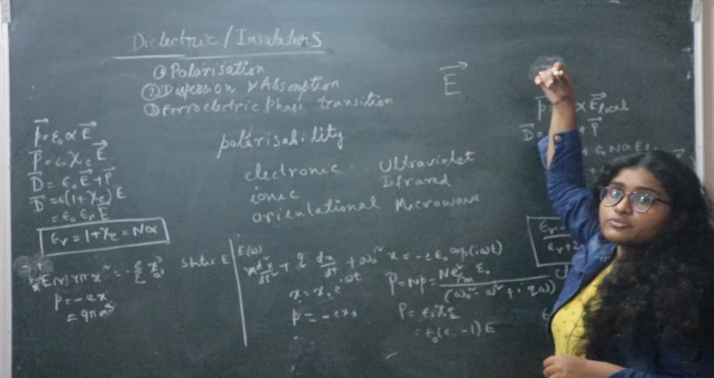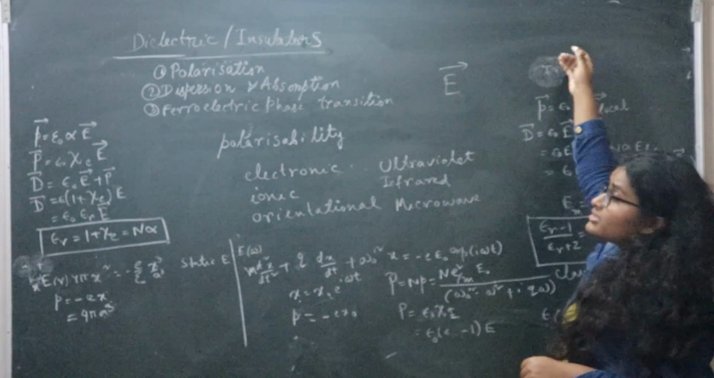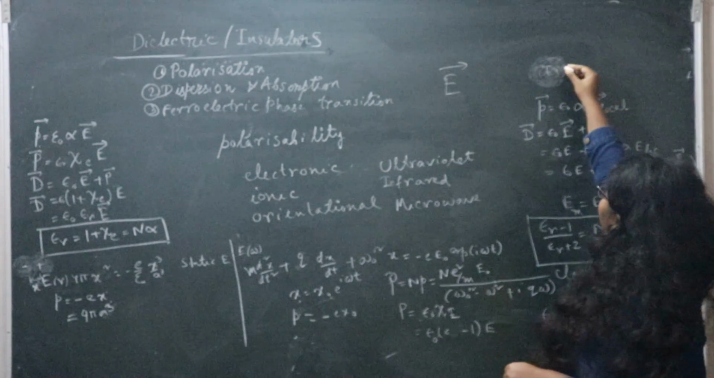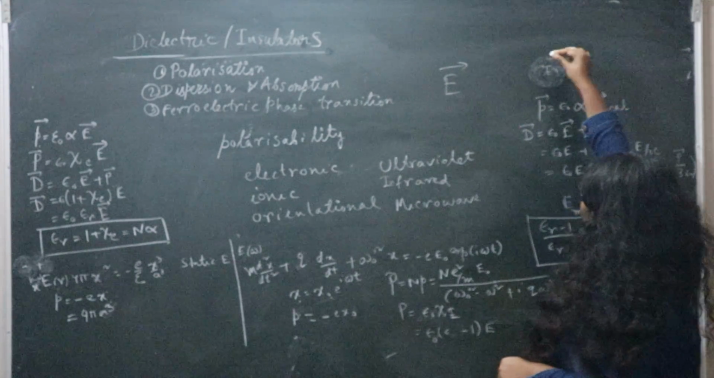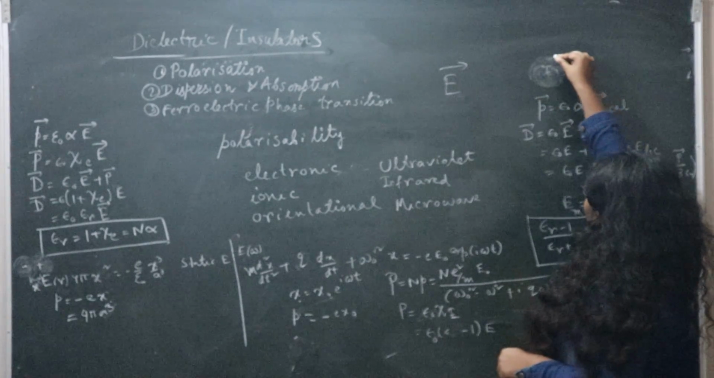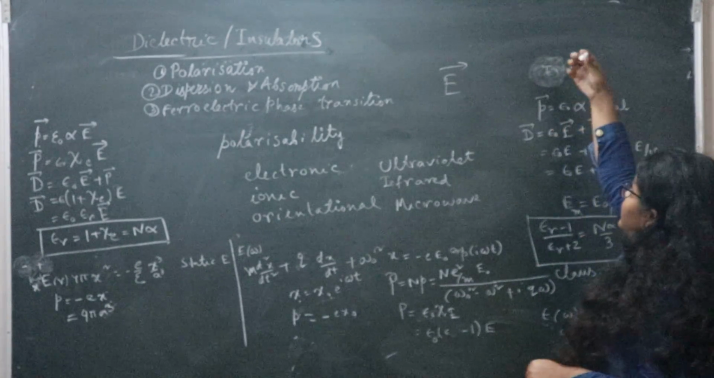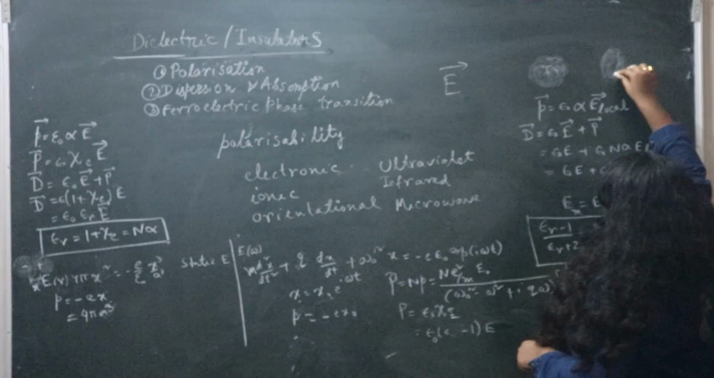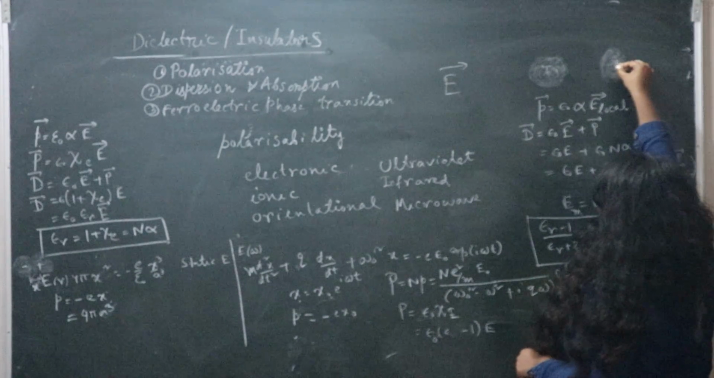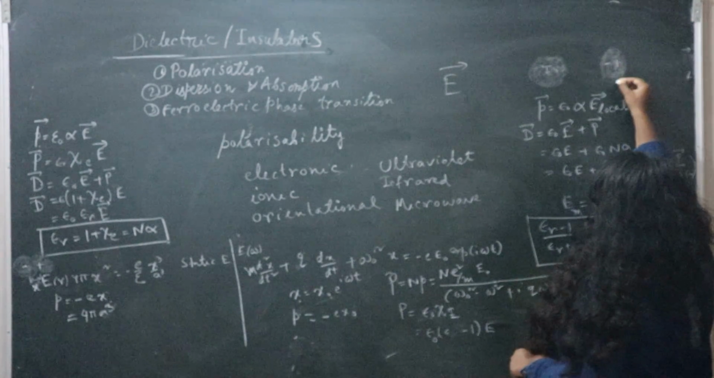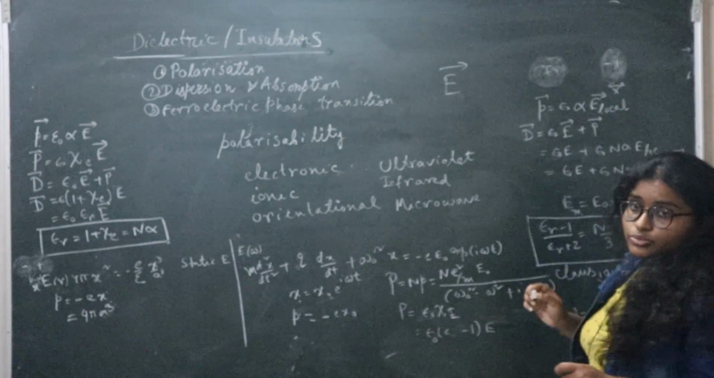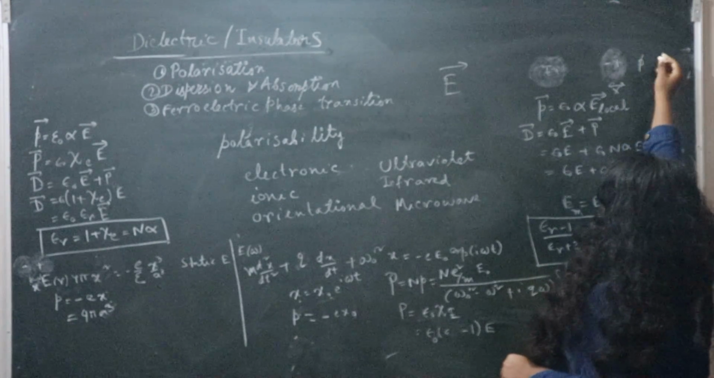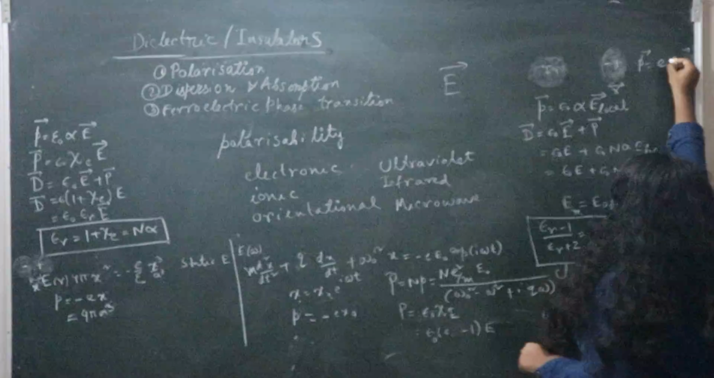So the displacement of the nuclei will be smaller, the displacement of the electronic cloud will be higher, but overall there will be a displacement. If this is spherically symmetric, after applying the electric field I get a distribution like this, where the center of positive charge and the center of negative charge are displaced by an amount x. So there will be a net dipole moment, which will be e times x.